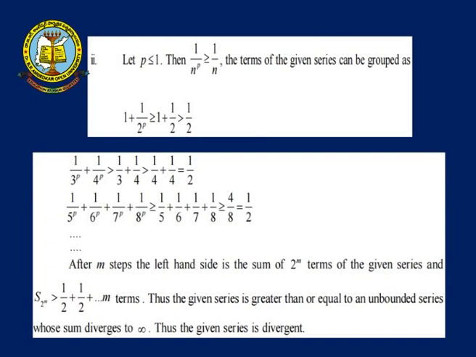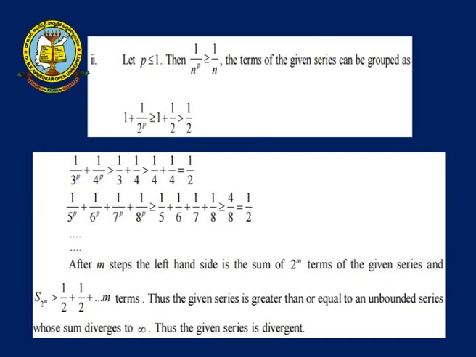For p less than or equal to 1, 1 by n to the power p is greater than or equal to 1 by n. Grouping the terms: taking the first two terms, 1 by 1 to the power p plus 1 by 2 power p is greater than or equal to 1 plus 1 by 2. Now the next two terms, 1 by 3 power p plus 1 by 4 power p, is greater than or equal to 1 by 4 plus 1 by 4, which equals 1 by 2.